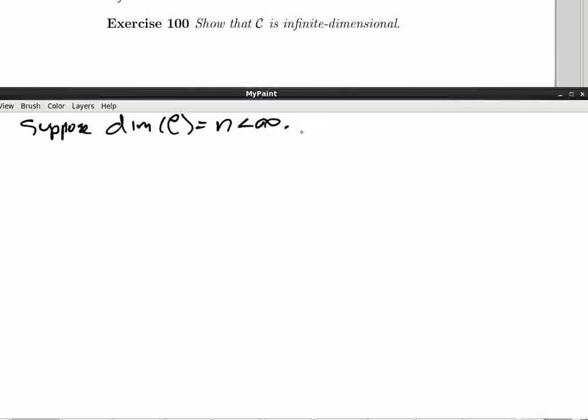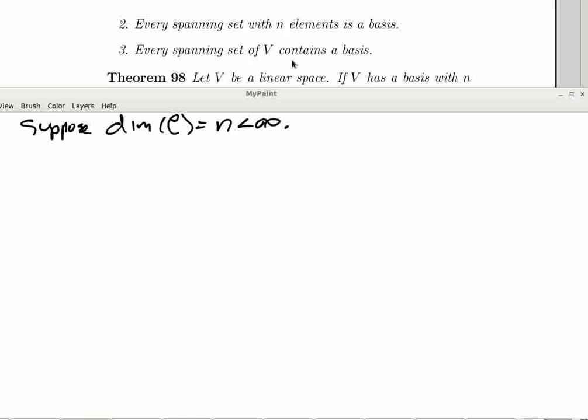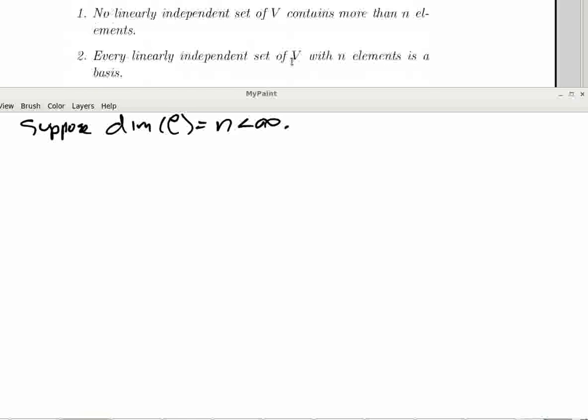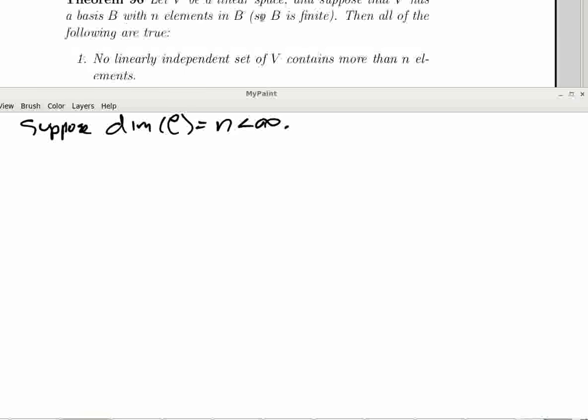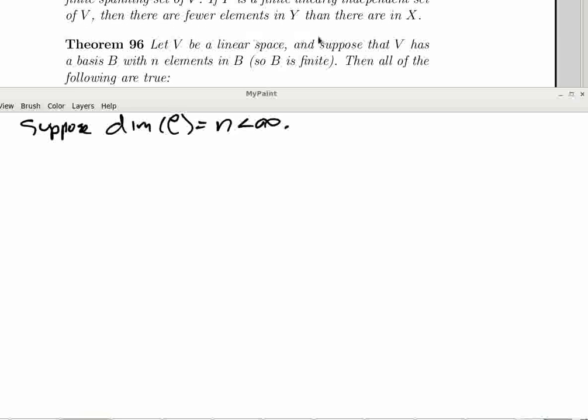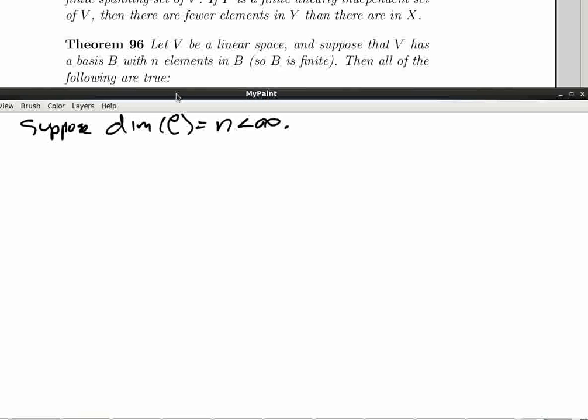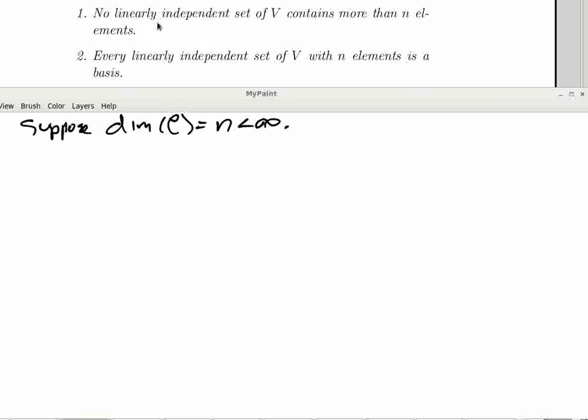And then I'm going to use the following theorem. I'm going to scroll up here. No linearly independent set of V contains more than n elements. So what I'm going to do is find a linearly independent set. Maybe I should say this: if you have a linear space with a basis of n elements, like I'm assuming I have here, then no linearly independent set of V contains more than n elements.